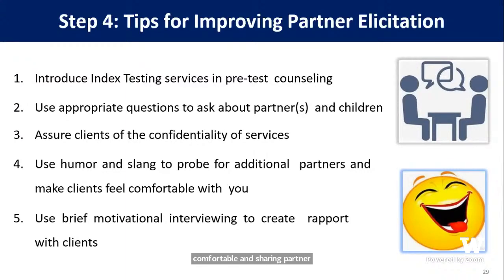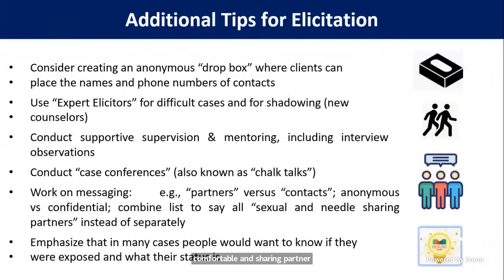Next slide, please. There are some different strategies which people have adopted in the field for partner elicitation. One is, if someone has not at all agreed to share partner details, you can simply say, okay, there is a dropbox in the waiting area. You can just put the name and phone number of your contacts, without putting your identity on that paper. Just put the name and contact number of those you wish to be contacted by us for offering HIV testing.